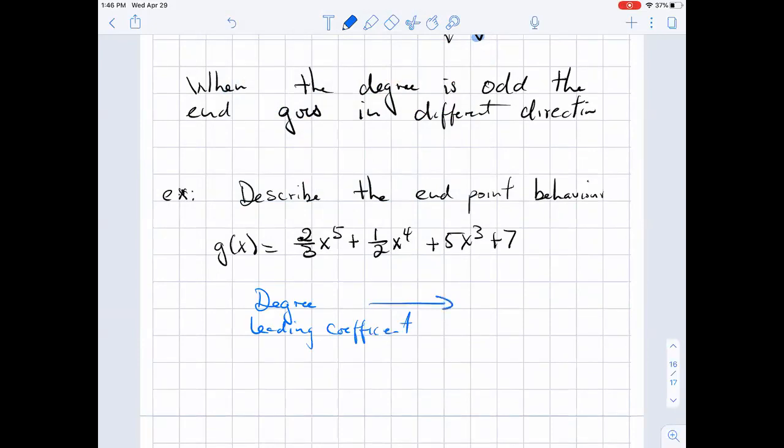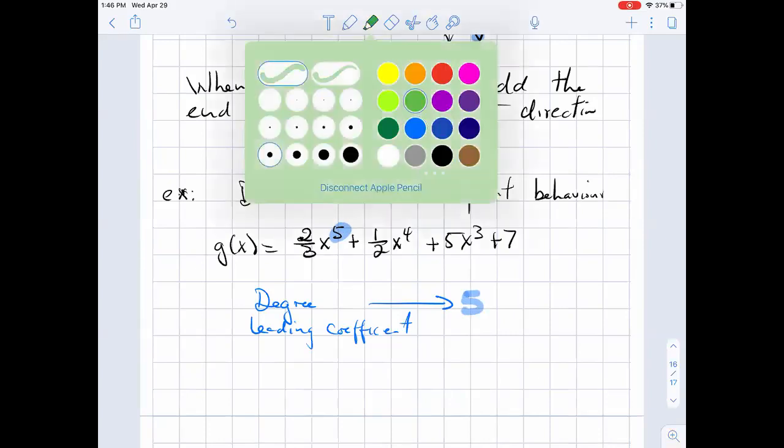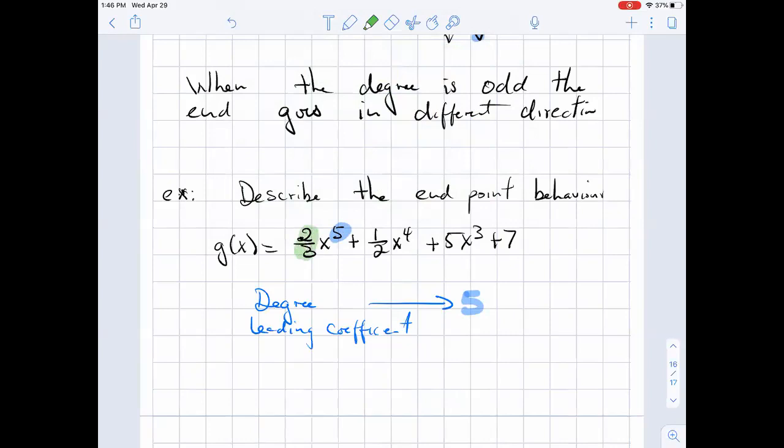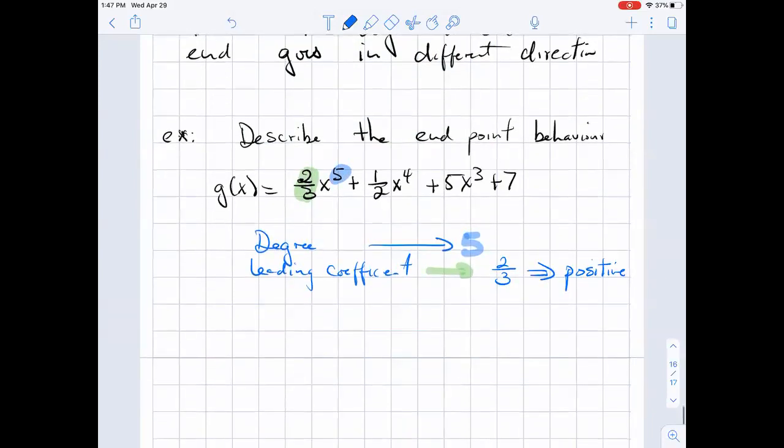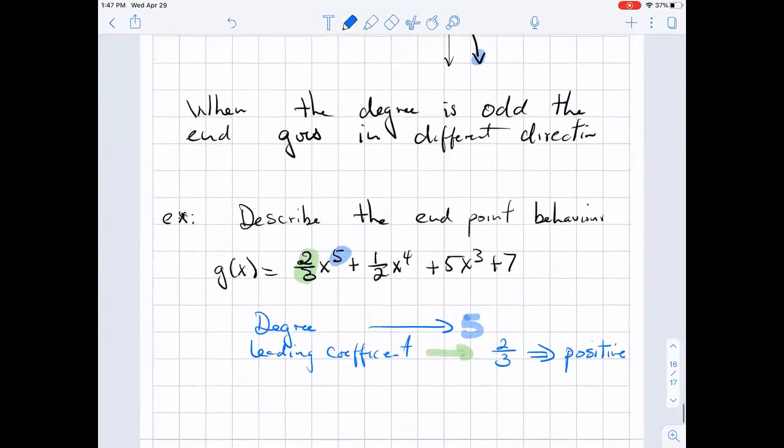So what's the degree here? 5. This is your degree. What's the leading coefficient? 2/3, but we don't even care about the 2/3. You can't say concave up. This is not a quadratic. All we care about is that it's positive. We don't care about the 2/3. We only care that it's positive.